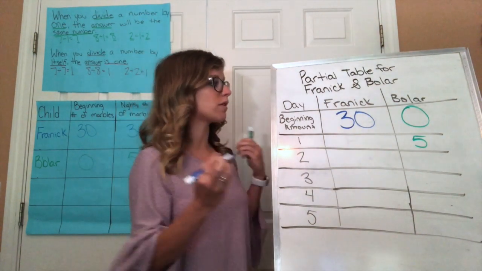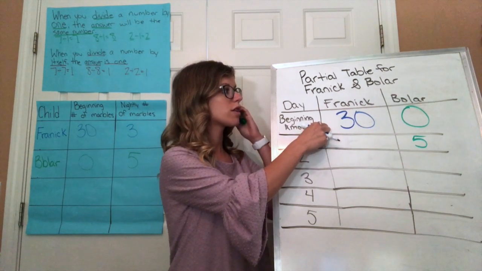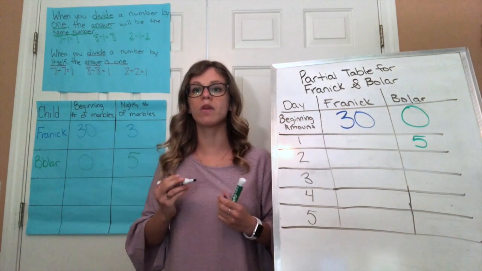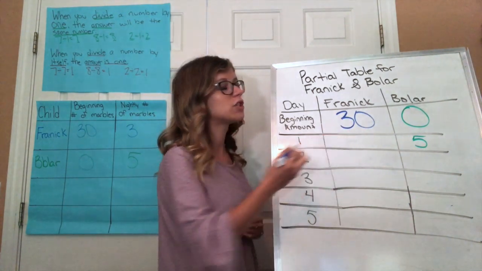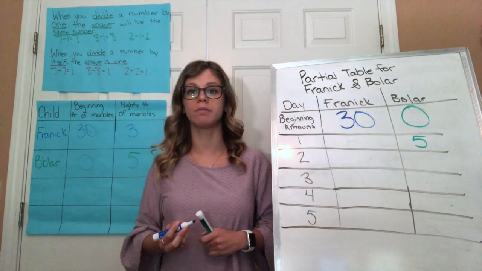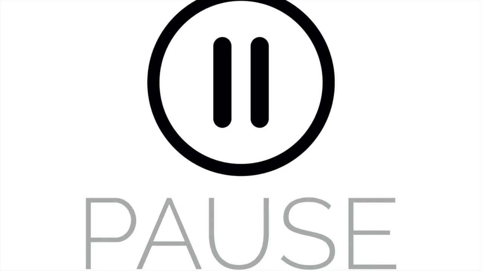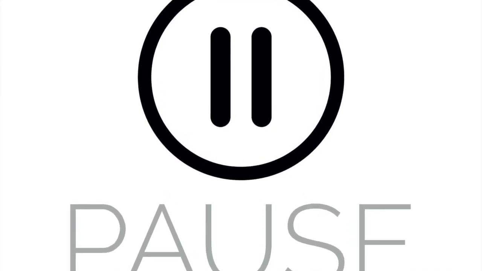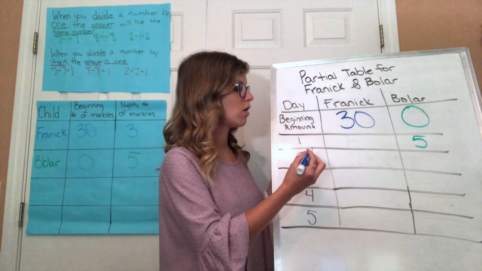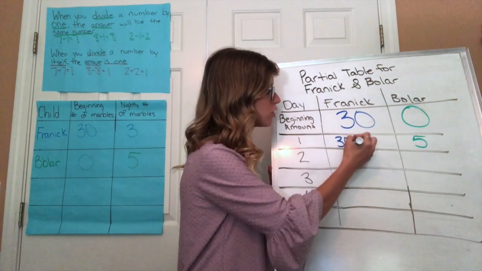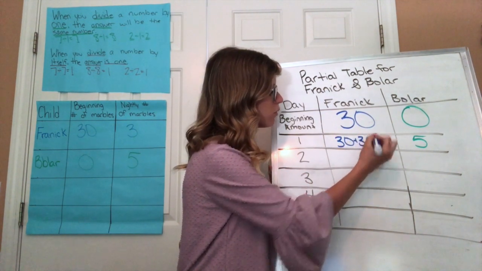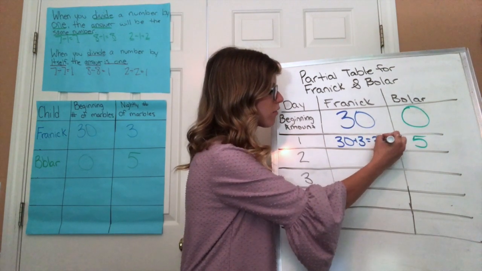Whereas Franek got 3 marbles every night, but she already started with 30. Pause me and think about how many marbles Franek would have if she already started with 30, and then she got 3 more marbles that first night. My equation would be 30, because that's what she started with, plus 3, which would equal 33.